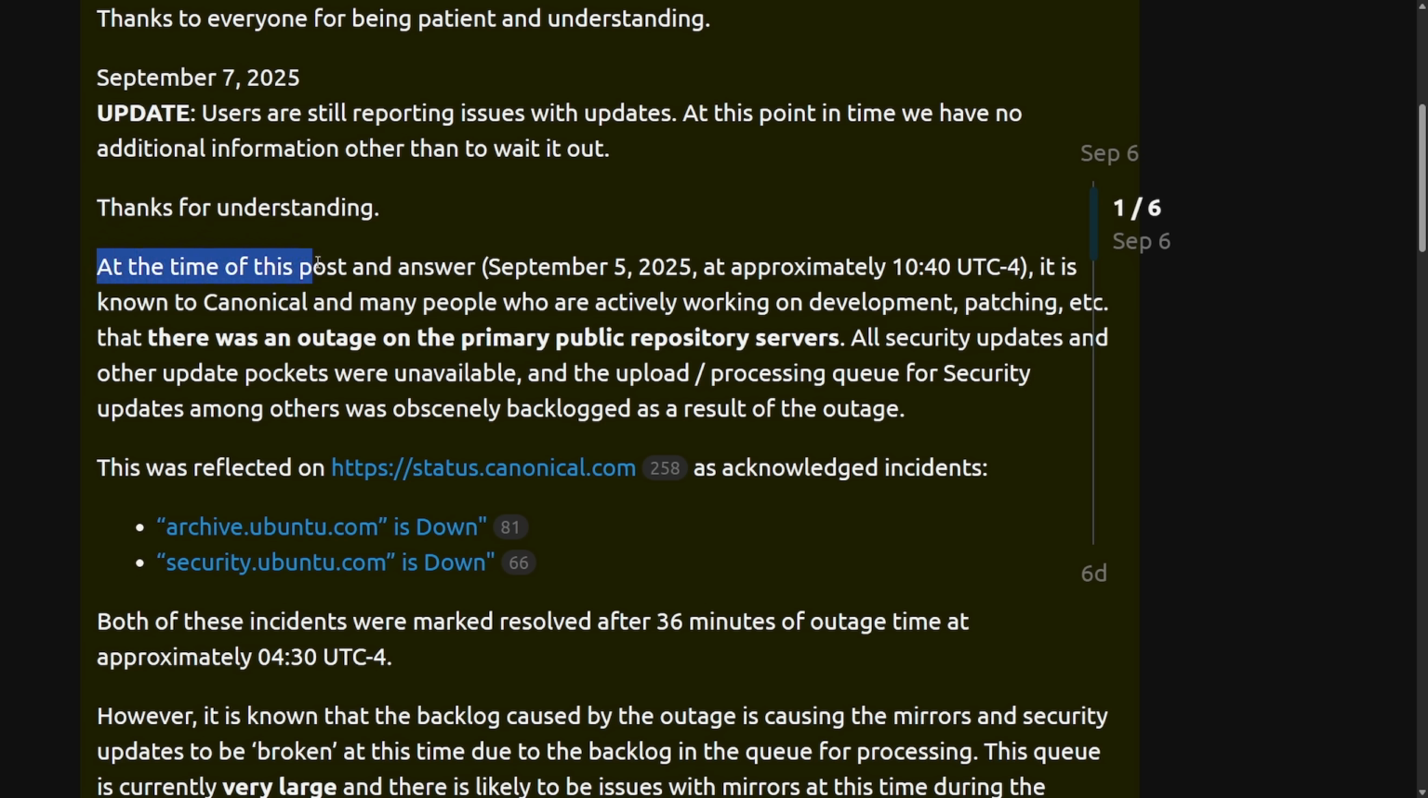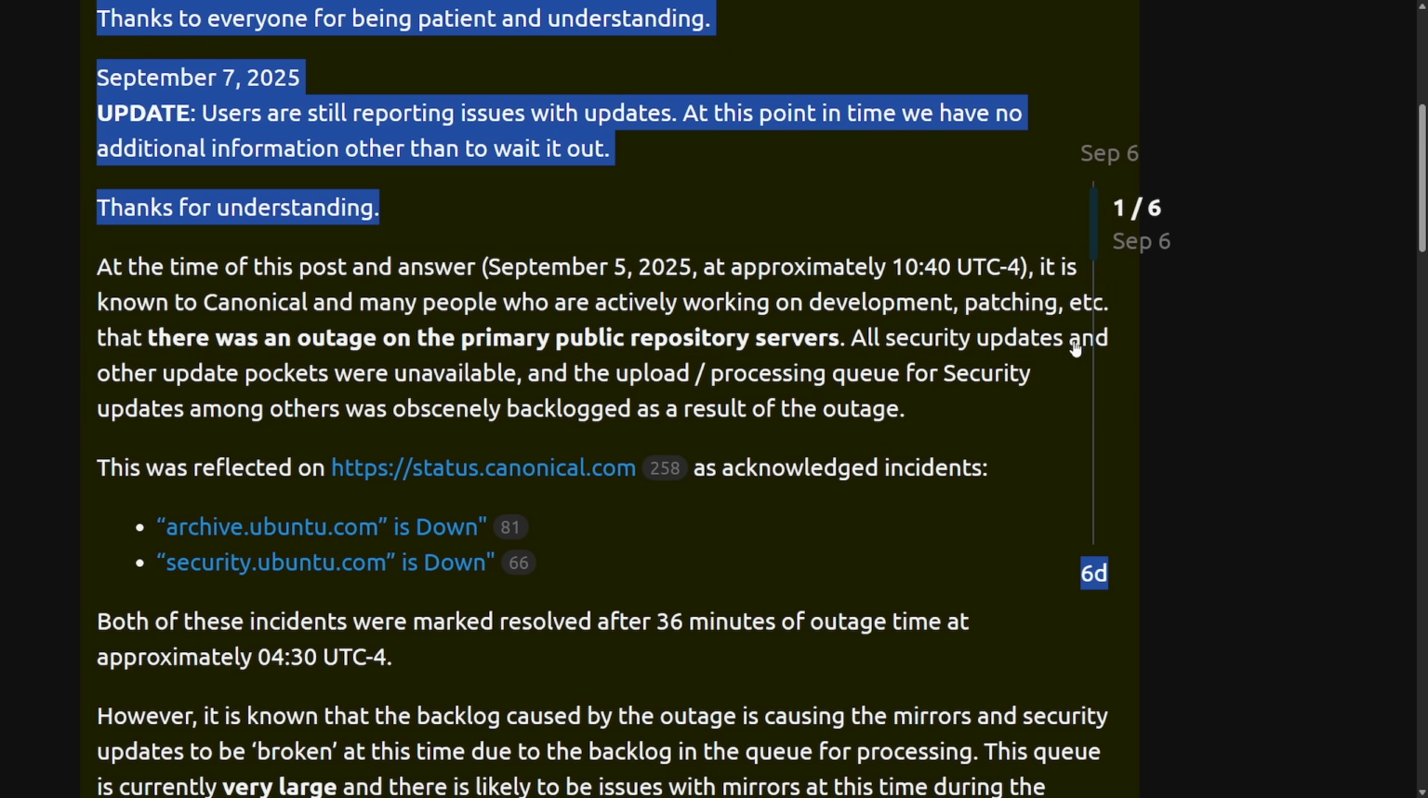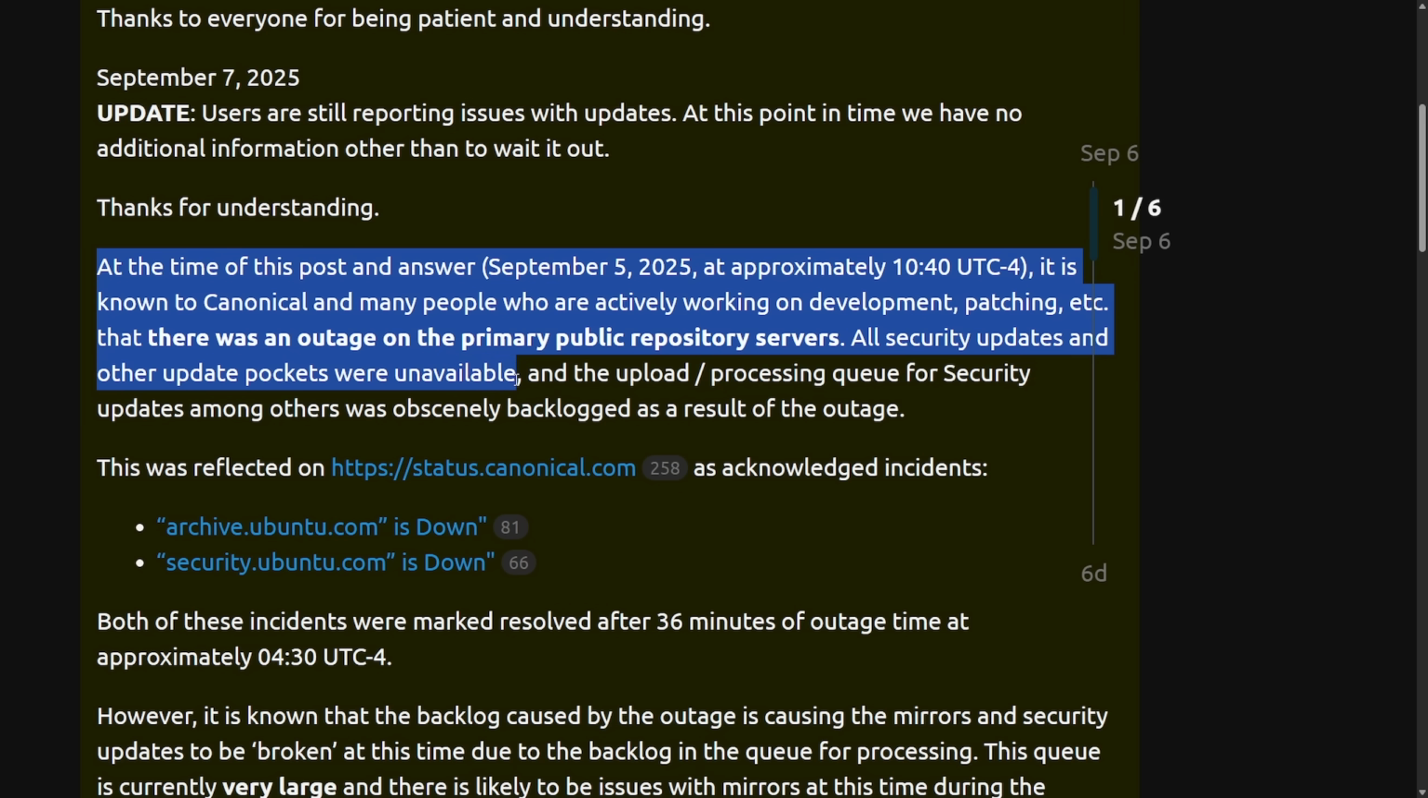And we'll see here, at the time of this post and answer, September 5th, 2025, at approximately 10:40 UTC minus 4, it is known to Canonical and many people who are actively working on development, patching, etc., that there was an outage on the primary public repository servers. All security updates and other update pockets were unavailable, which was a massive deal because some users who are trying to do fresh installations, for example, on Ubuntu server, got stuck because critical packages like the Linux firmware package were unavailable. Mirrors were out of sync and the status was resolved on the upstream, but many mirrors hadn't caught quite back up yet.